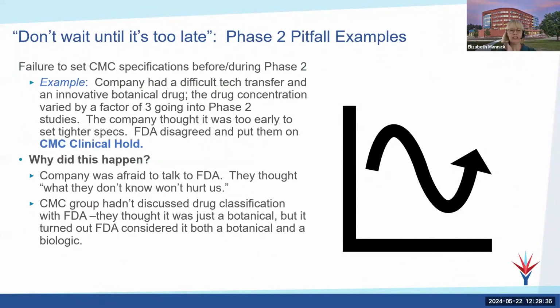Finally, failure to set CMC specifications before or during phase 2. An example is a company had a difficult tech transfer and a very innovative botanical drug. The drug concentration varied by a factor of 3 going into phase 2 studies. The company thought it was too early to set tighter specs. The FDA disagreed and put them on CMC clinical hold. Why did this happen? The company was afraid to talk to FDA. They thought what they don't know won't hurt us.